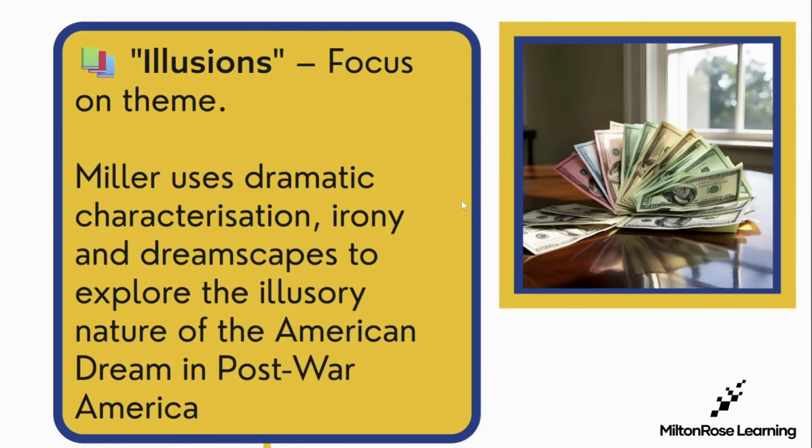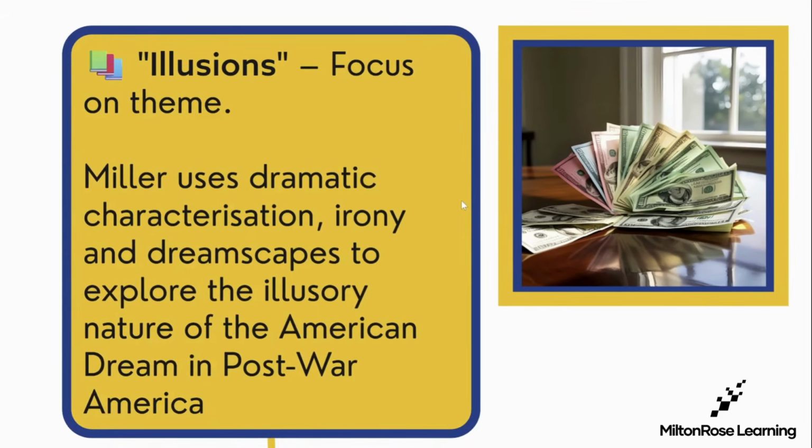So Miller uses dramatic characterization, irony, and dreamscapes to explore the illusory nature of the American dream in post-war America. Now, the American dream, I'm sure you know, is the idea that if you can rock up in America, and if you work really hard, and if you play by the rules, you can become rich, you can become a millionaire, and you can have all the freedom that you ever dreamed of. That's the American dream. But ultimately, by using that word illusion, it seems to be deconstructing the American dream and critiquing the idea that it might actually be a lie. I think that's quite interesting.